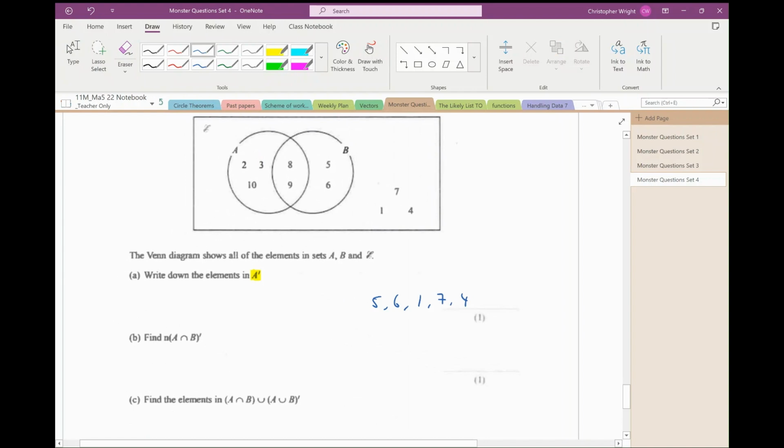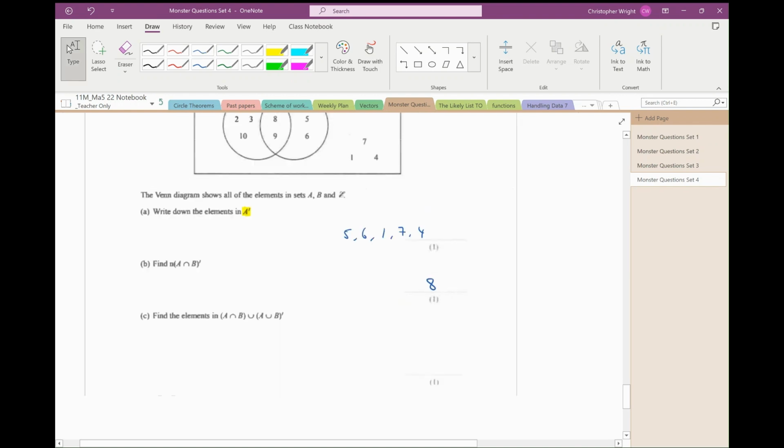Right, find the complement of A intersection B. Well, A intersection B is the 8 and 9. So those that are not in A intersection B are all the others: 2, 3, 10, 5, 6, 7, 1, and 4. It asks me to find the number of elements in the complement to the intersection. So that's going to be 1, 2, 3, 4, 5, 6, 7, 8. There are 8 elements which are not in A intersection B.